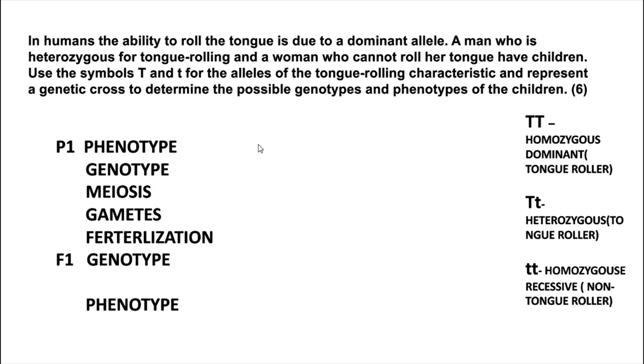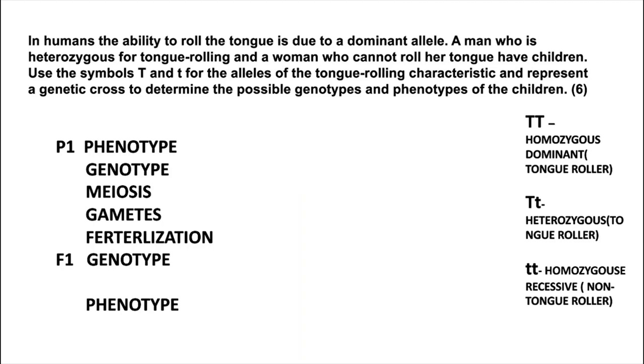Before you cross anything in genetics, what you need to write first in monohybrid cross, you write P1 representing the parents, you write phenotype, under phenotype you write genotype, under genotype you write meiosis, under meiosis you write gametes, under gametes fertilization, under fertilization you write F1 genotype, and then under genotype you write phenotype. Just write exactly what I wrote and you're going to get your full marks. And then from there we move.